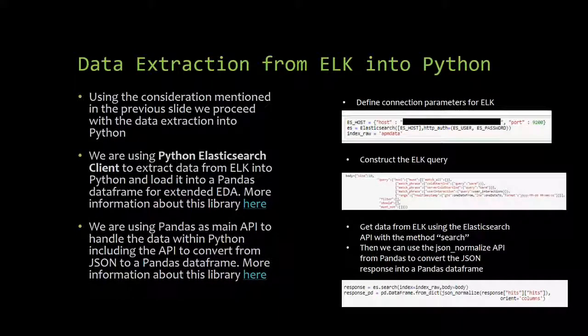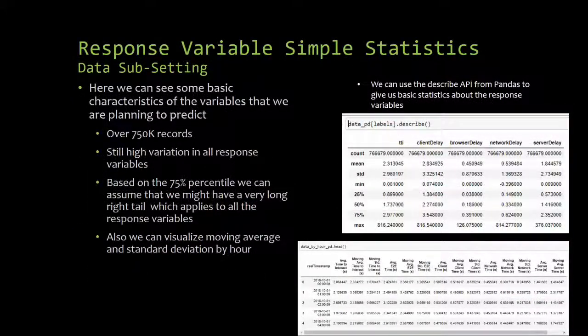We are using the Python Elasticsearch Client to extract the data from ELK into Python, and we are using Pandas as the main API to handle the data within Python, including the API to convert from JSON to a Pandas data frame. With the data subsetting mentioned in the previous slide, now we have over 750,000 records. While looking into the descriptive statistics using Pandas, we can still see high variation for those different response variables.